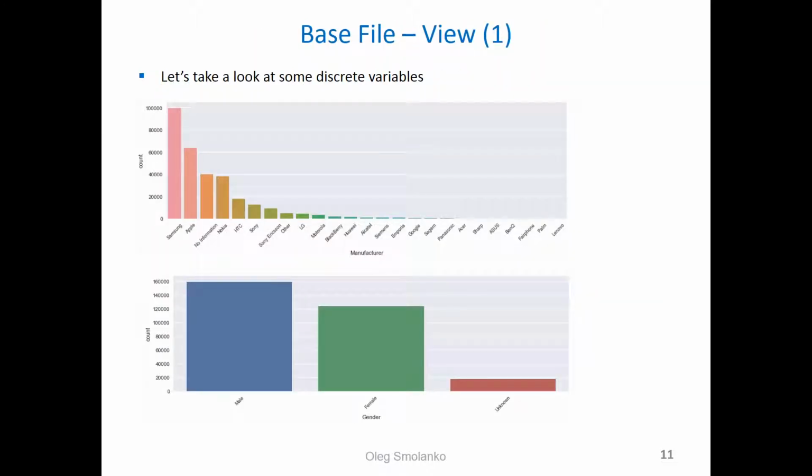If we take a look at the data, we can see the distribution of our discrete variables, for example, for the manufacturer or the gender. As we can see, Samsung and Apple are the most frequently used handsets. However, we also have a lot of missing information about the mobile phone the client uses. We are also missing some information on the gender for some of the clients.